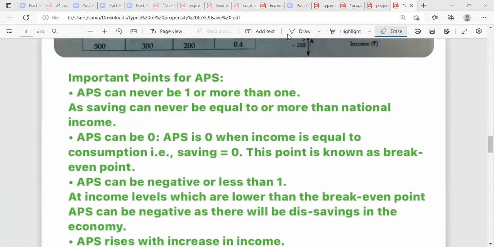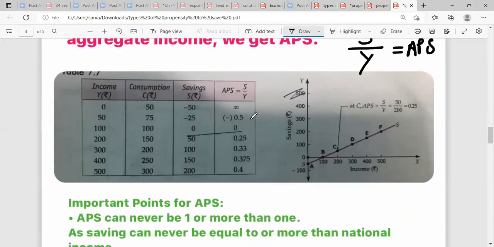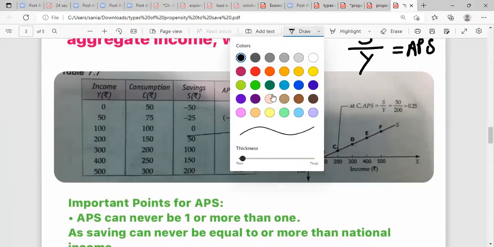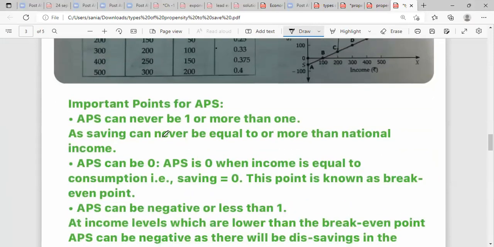Okay. Now we are going to write a few points about APS. So what are the few points about APS? First thing is that APS can never be one or more than one. You can see over here, APS can never be one. You haven't seen that it is one, right? Or that it is more than one, right? So the question is why?